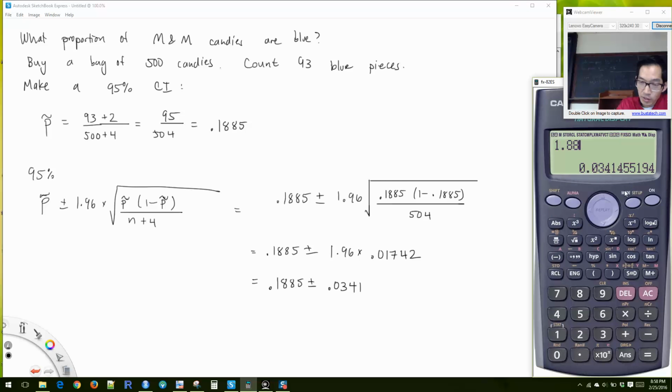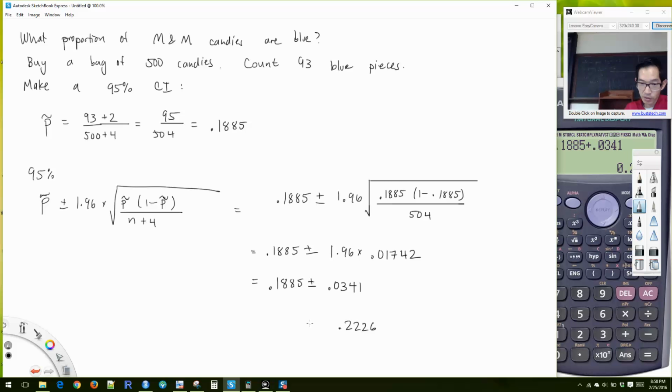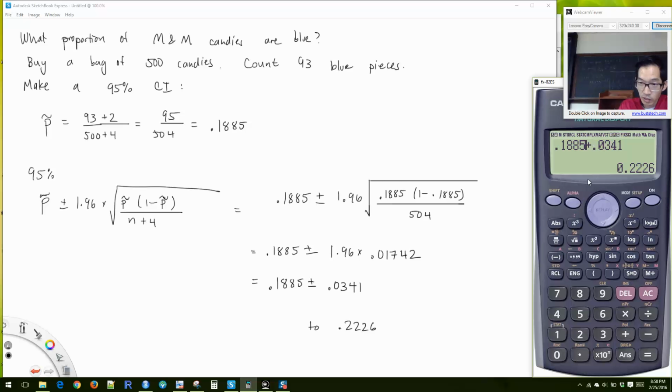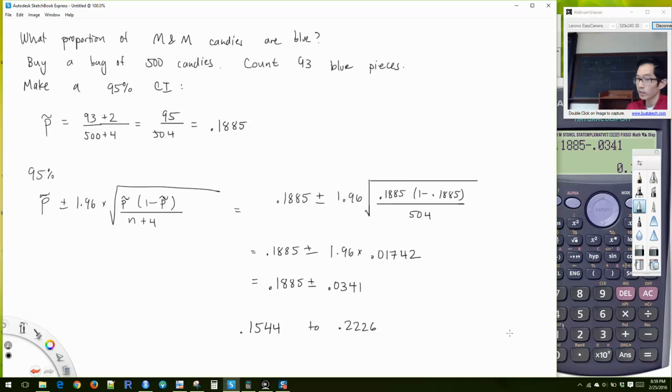Okay, so let's try this out. 0.1885 plus 0.0341, so on the high end I have 0.2226, and on the low end I have 0.1544. So I would make up some statement like, I am 95% confident that the proportion of blue M&Ms is between 0.1544 and 0.2226.